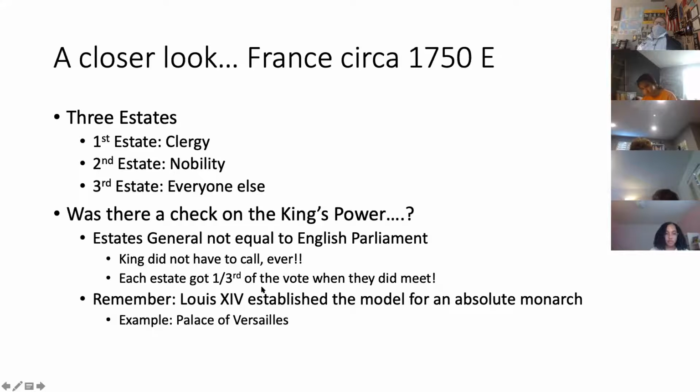And a gentle reminder, Louis XIV established the model for absolute monarchy. Remember the Palace of Versailles, the Sun King, because everything that he touched turned to gold. Now, not really. Metaphorically, though, yes.